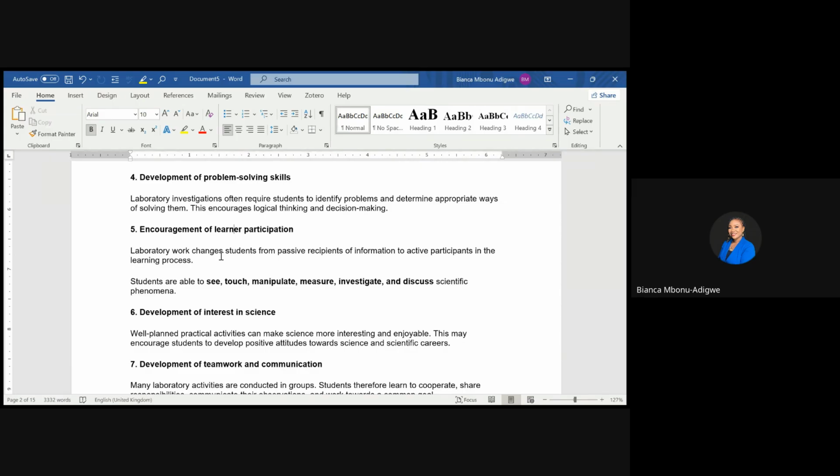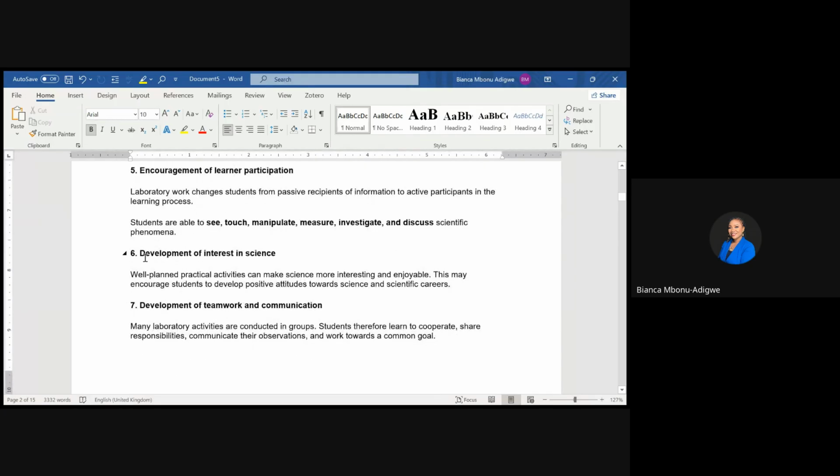Rejoice says it helps in scientific discoveries. That is true. Lovett says it helps us measure accurately. That is part of the practical skills. Thank you all very much. It helps us to develop interest in science. I like this one. Can someone explain this to us? The laboratory can help you, your student even, to develop interest in science.